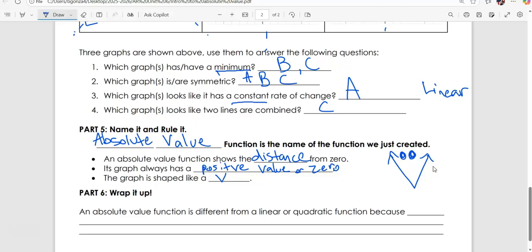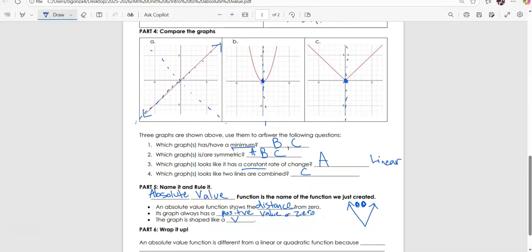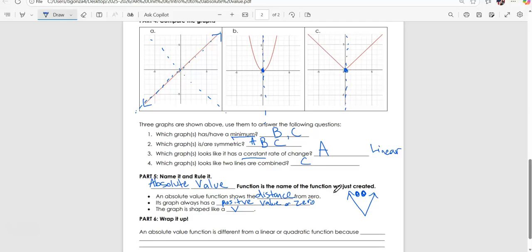So, part 6, an absolute value function is different from a linear or a quadratic function because, and I want you to tell me how C, from that graph, how does C look different than A and B? What are the differences? You write a sentence, and that'll wrap it up for today.